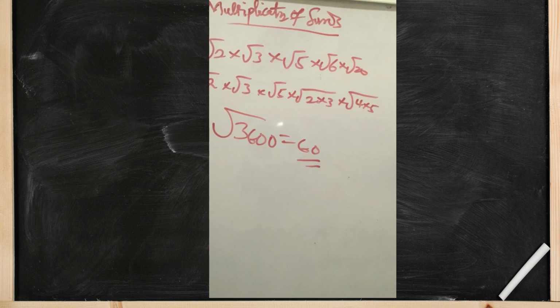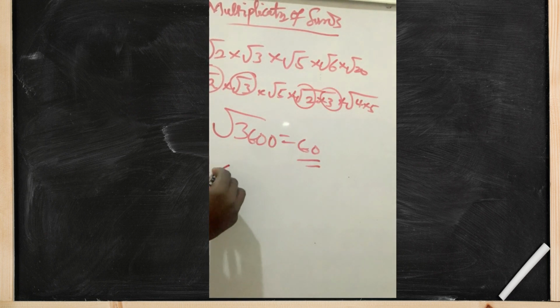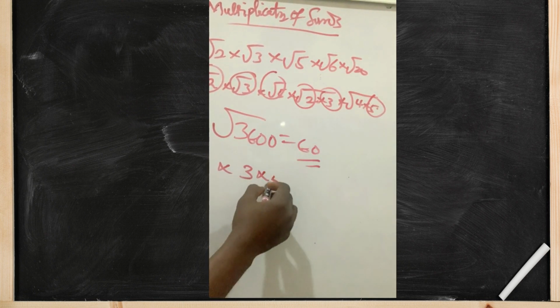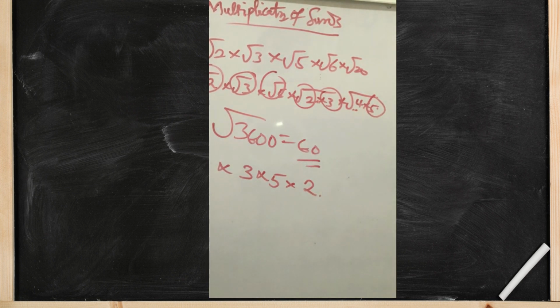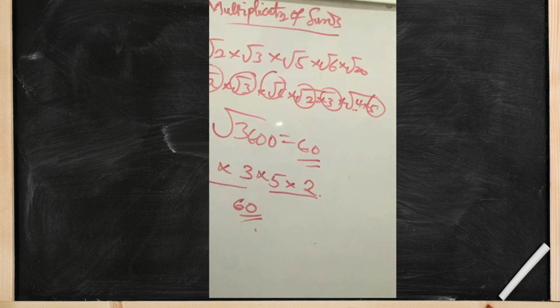Alternatively, you can simplify further in this manner. Square root of 2 times square root of 2 should give you 2. Square root of 3 times square root of 3 should give you 3. Square root of 5 times square root of 5 should give you 5. Square root of 4 should give you 2. Right? This is 6 times 10. That's 60. So either way, you still get your answer. If you multiply them all, you still have the square root of 3600. Square root of 3600 is 60. And that's the answer for that.